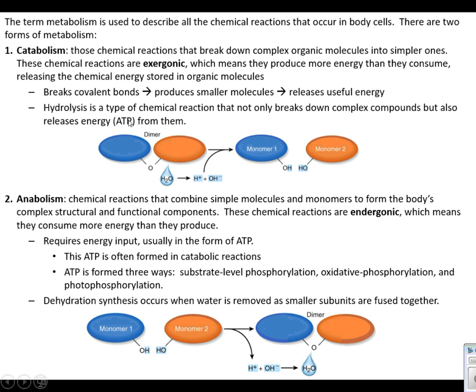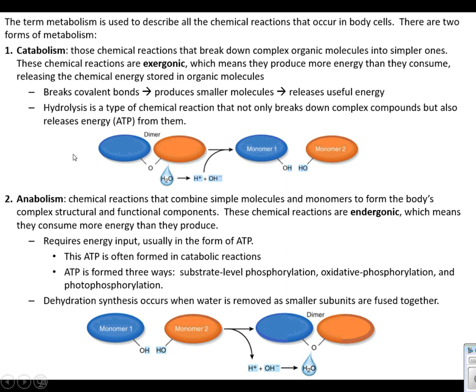Okay. Anabolism is where we're building stuff up from simple molecules and monomers to form the body's more complex structural and functional components, which are not exergonic, but endergonic, meaning that they consume more energy than they produce. And this, as we know, requires energy in the form of ATP. Okay. That ATP was formed back in catabolic reactions.